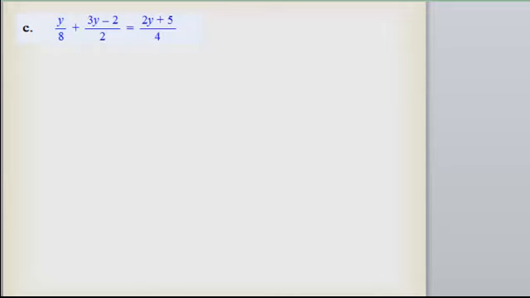Okay, how about this equation? We have all of these fractions. When I have an equation with fractions in it, I usually just like to get rid of the fractions. And I do that by multiplying by a common denominator. Well, that common denominator is 8, which is really the same thing as 8 over 1.